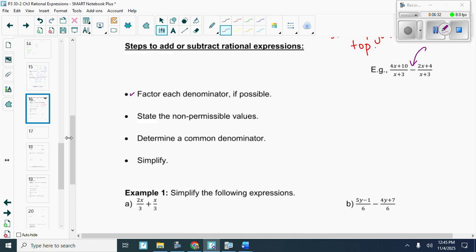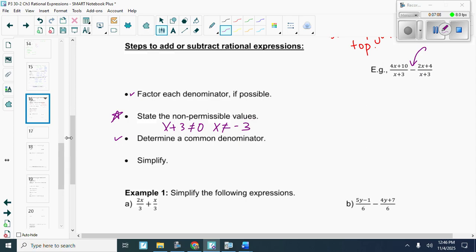State non-permissible values, guys. This still is in effect. For the whole unit, whenever you see a rational expression, you always have to state the non-permissible values. So we say x plus 3 cannot equal 0, therefore x cannot equal -3. Determine a common denominator. Do we have a common denominator? x plus 3, x plus 3. Yeah, it's common already. We're doing baby steps here. It's going to be x plus 3.